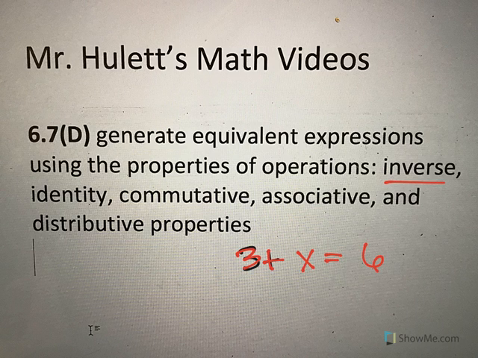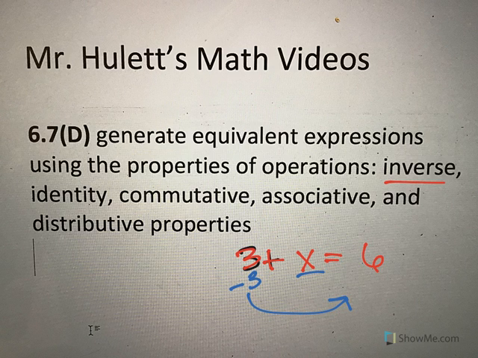So first, inverse. Inverse would be, I need to isolate the x. So how am I going to do that? I need to get the 3 on the right side of the equal sign. So what am I doing? I have a positive 3, so obviously I'm adding 3. What is the inverse? The inverse is similar to the opposite. What is the opposite of adding 3? Or what is the inverse of adding 3? Subtracting 3.